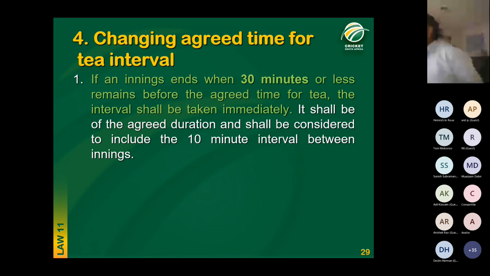Are you allowed to change your agreed time for the interval? Yes, the law is flexible. The law allows for a bit of leeway to change your tea interval. The law tells us that if an innings ends when 30 minutes or less remain before tea time, you shall take the interval immediately. So if tea time is 3 o'clock and side A gets bowled out at 14:40, this is within 30 minutes or less before the agreed time of 3 o'clock for tea. The law now tells us that tea shall be taken immediately and tea shall be your agreed duration.